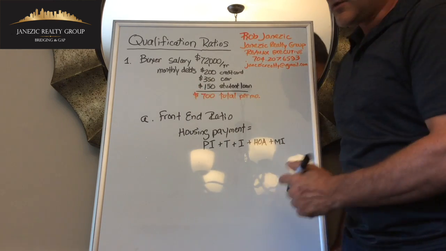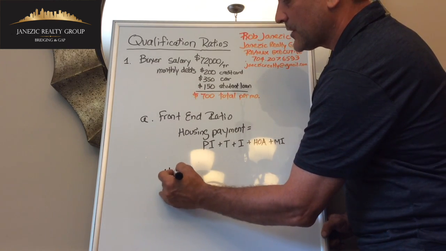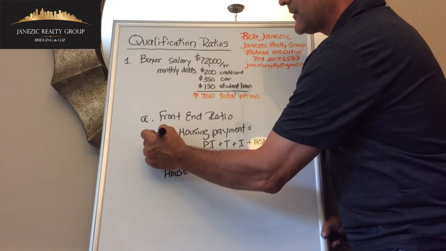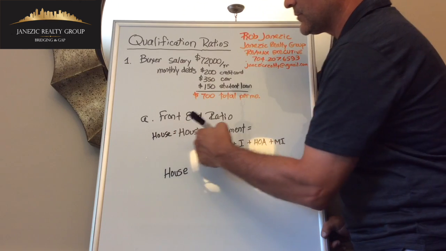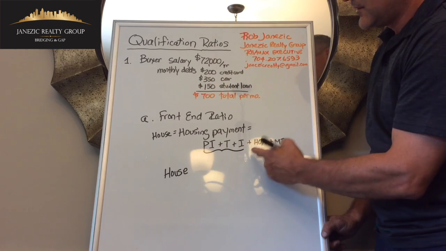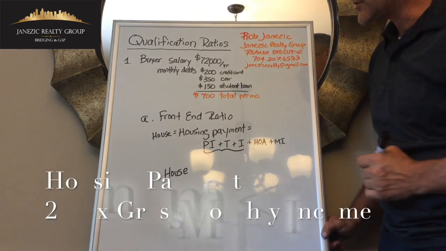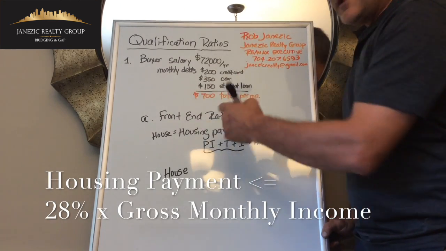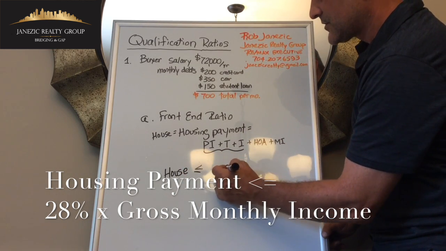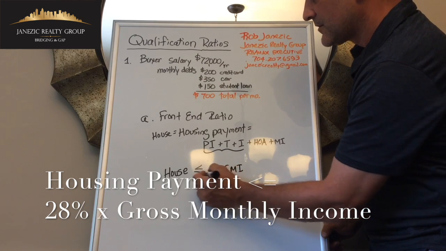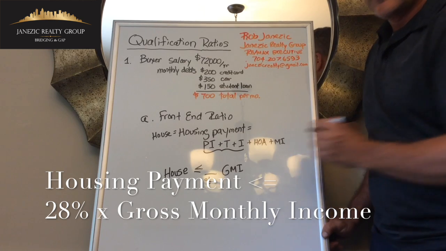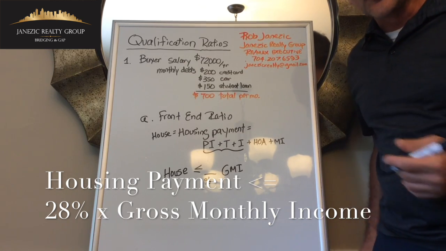The front end ratio says that this housing payment, which I'm just going to call house now, and I'll define it right here: house equals housing payment equals, they call this PITI, plus HOA plus mortgage insurance. The lender says that your house payment must be less than a certain percentage of your gross monthly income. That percentage depends on the loan type.